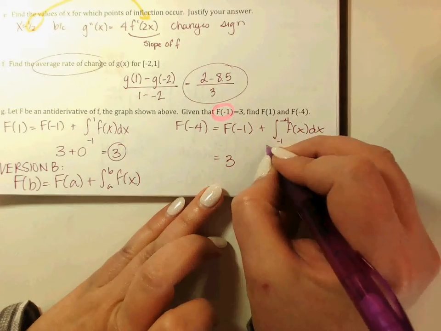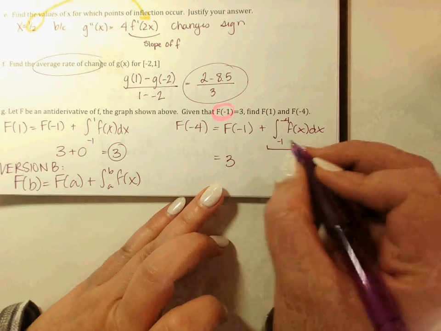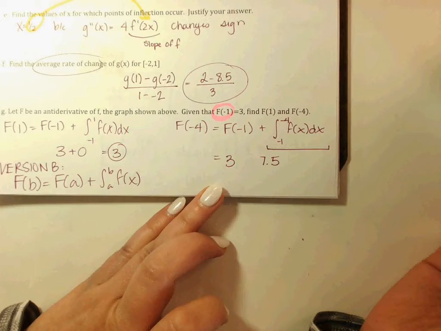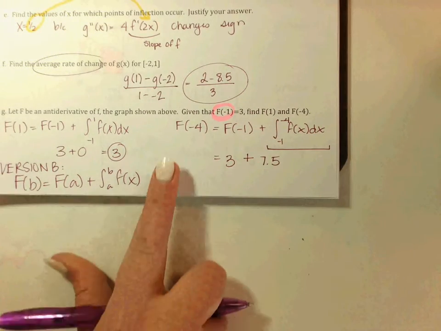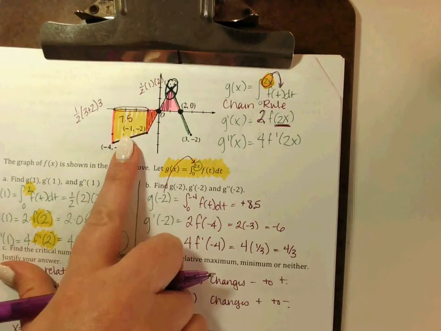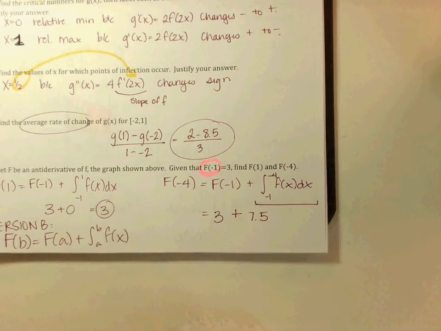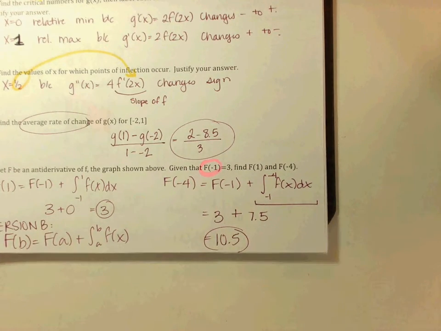And then negative 1 to negative 4, what shape is that in the graph? Trapezoid, and it was 7.5, plus or minus if it's backwards. Plus, because it's underneath the graph. Plus. Because not only is my trapezoid under, look, it's under, it's also backwards. Okay? Make sense? So that one would have come out to be 10.5. Good?